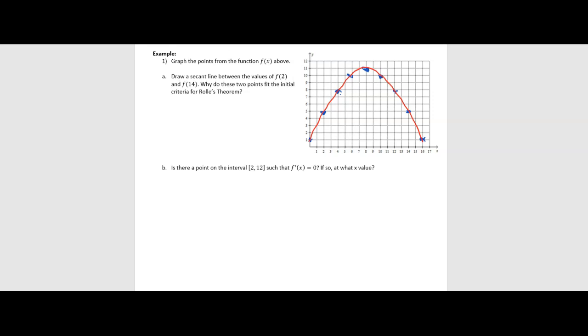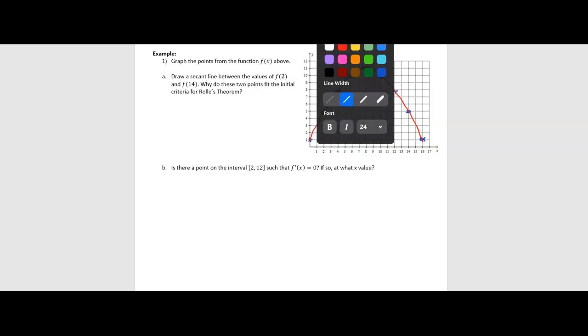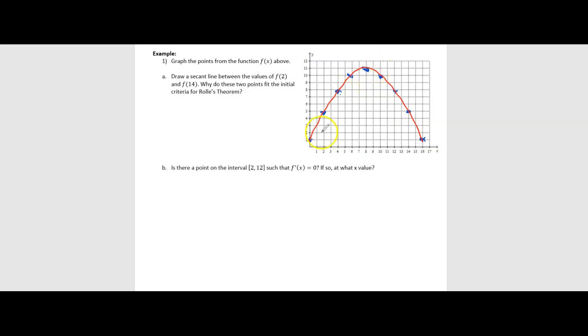Part A says, draw a secant line between the values of f of 2 and f of 14. So we'll do that secant line in green, f of 2 and f of 14. Well, our secant line would look like that, right? Because f of 2 and f of 14 are both 5. And it says, why do these 2 points fit the initial criteria for Rolle's theorem? Well, f of a, right, f of 2, we could say, is equal to f of 14 because they both equal 5.